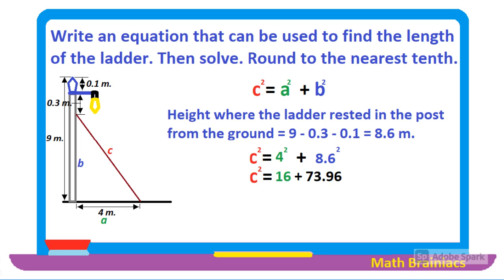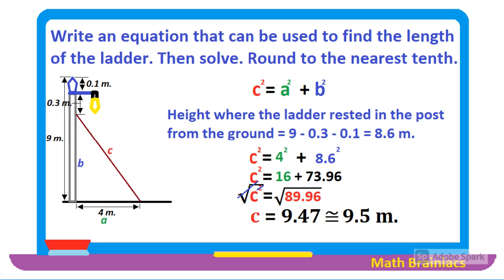4 squared is equal to 16, while 8.6 squared is equal to 73.96. Accordingly, c squared is equal to 89.96. Therefore, we can get the square root of both sides of the equation. And we can cancel out the squared and the square root on the left side of the equation. Square root of 89.96 is 9.47. Rounding it to the nearest tenth, it will give us 9.5 meters. Therefore, the length of the ladder is 9.5 meters.